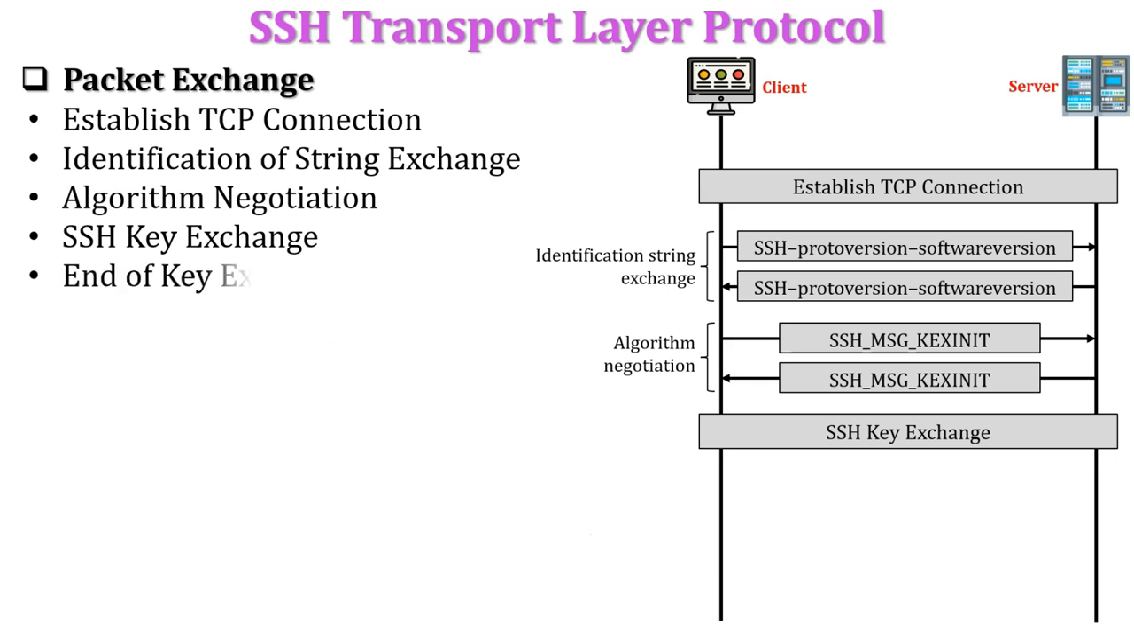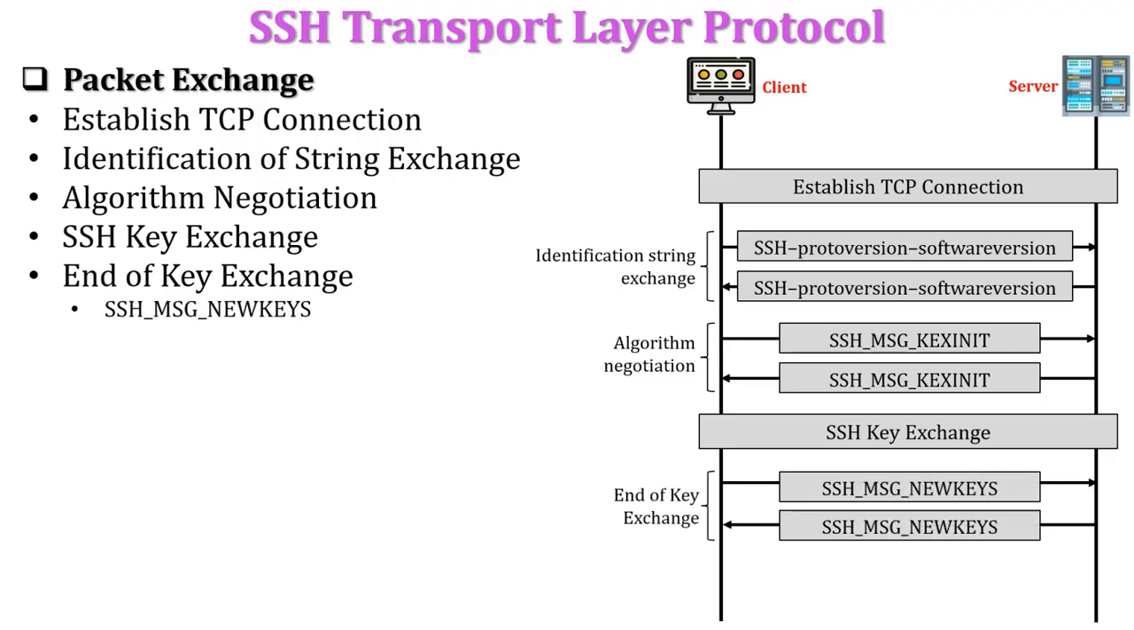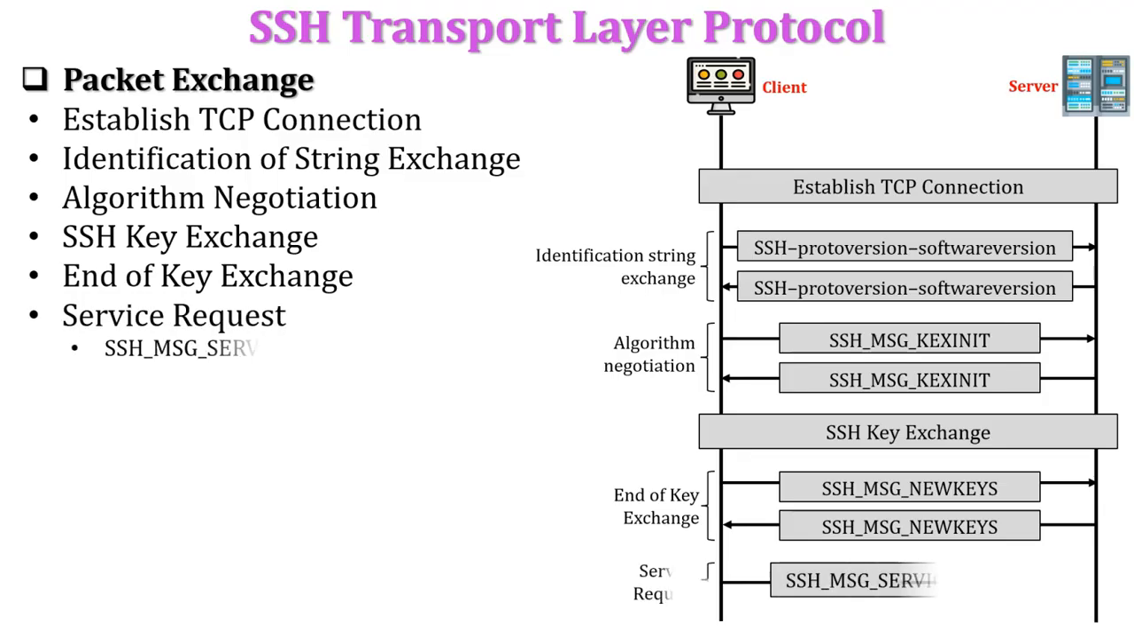The next step is the end of key exchange. The end of key exchange is signaled by the exchange of SSH message new keys packets. At this point, both sides may start using the keys generated from the master key K. Now the final step of the packet exchange is the service request. In this step, the client sends a service request for either user authentication or the connection protocol. After that, all the data is exchanged, which is protected by encryption and MAC.